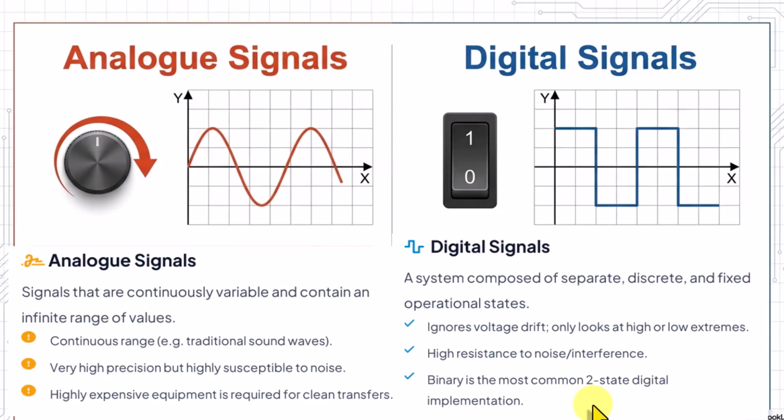Now, in the real world we work with analog signals, but in a computer we work with digital signals. What is the difference between them? Analog signals, like sound waves or light waves, are signals that are continuously variable and contain an infinite range of values. Every part of it can be a different value, and it is continuous. Traditional sound waves are an example of that.